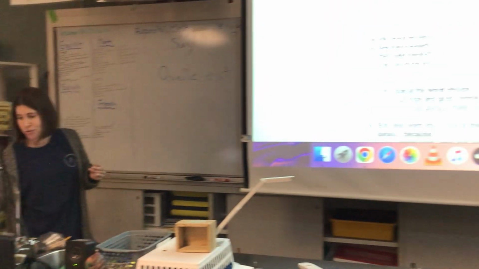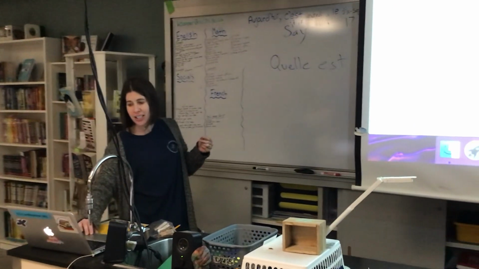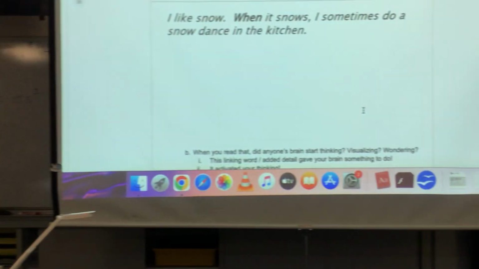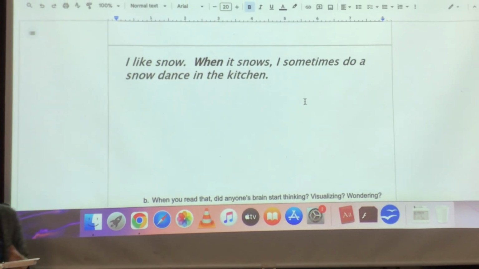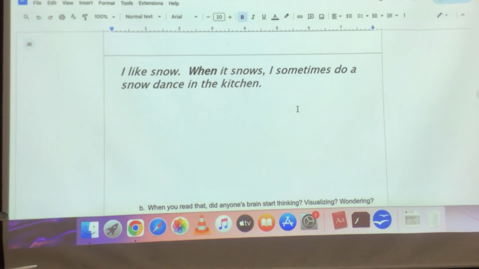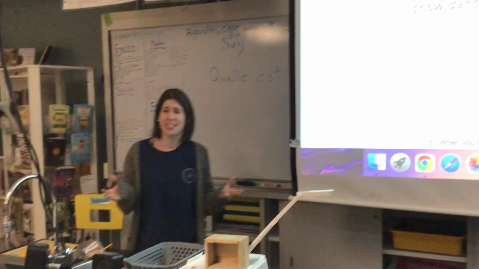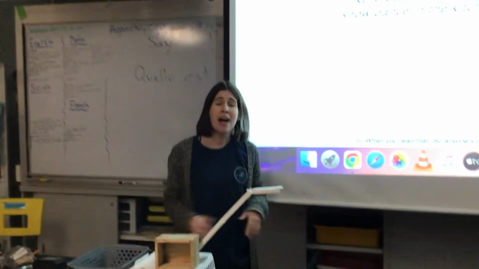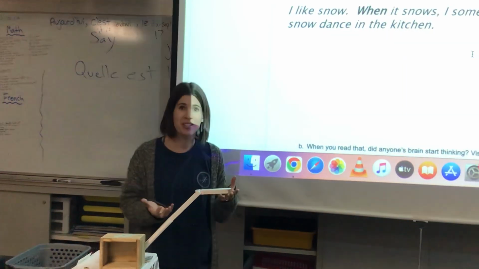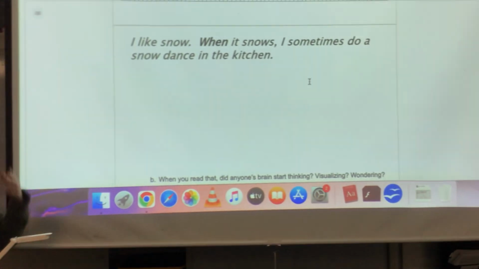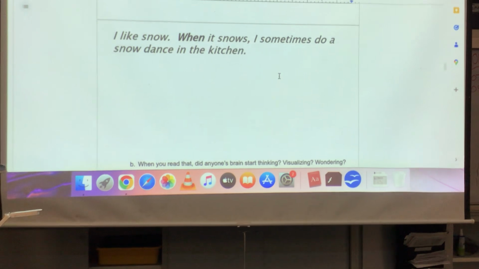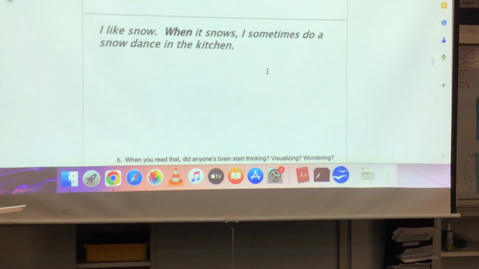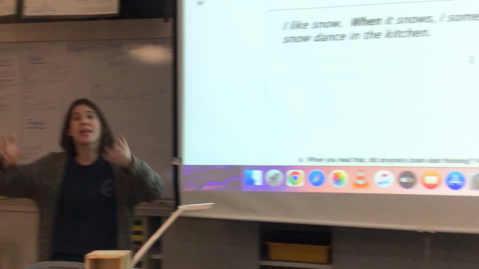So we want to try and use different kinds of linking words, words that I call magical detail words. One of them is when. I like snow. When it snows, I sometimes do a snow dance in the kitchen. And I say to the kids, how many of you are visualizing me doing a snow dance? Yeah. How many of you are making a connection? You do the same thing. Yeah, snow day, you're dancing. So now I'm touching on those reading powers again. Much like a good reader uses reading powers to understand, a good writer is writing in a way that will appeal to those reading powers.